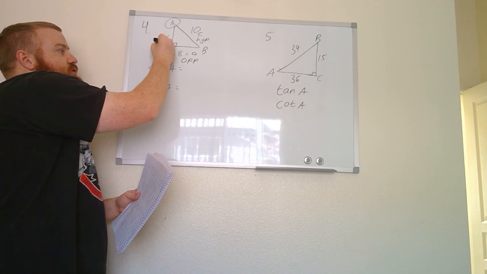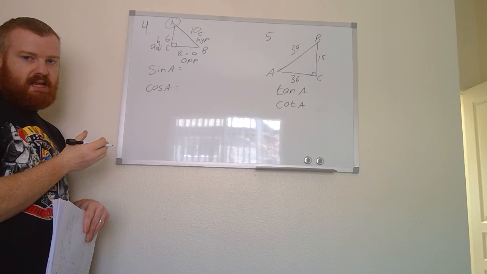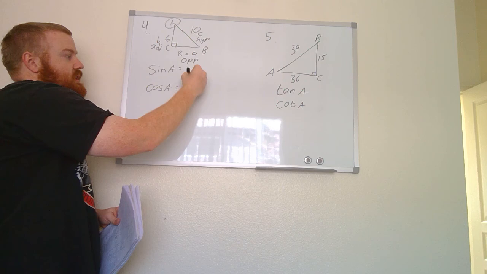So now from here, we just go through our trig ratios. Sine in SOHCAHTOA, that's the first part, S-O-H, sine is opposite over hypotenuse. So the opposite side is 8, hypotenuse is 10. 8 over 10, we can reduce this to 4 over 5.